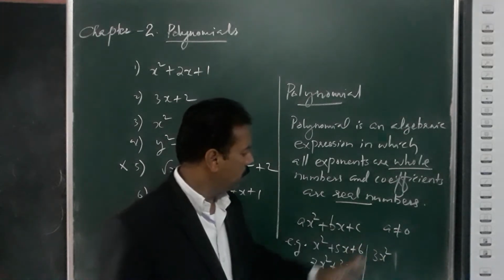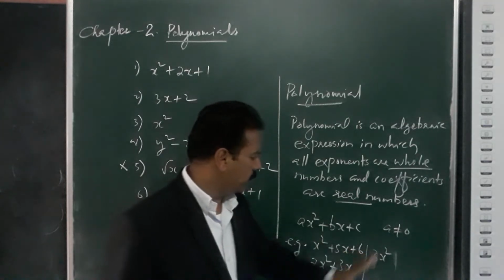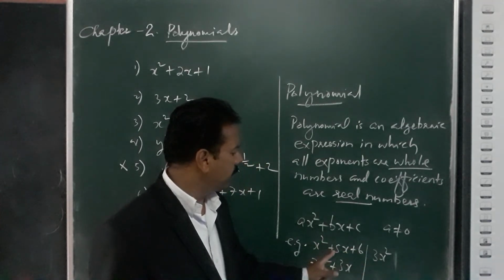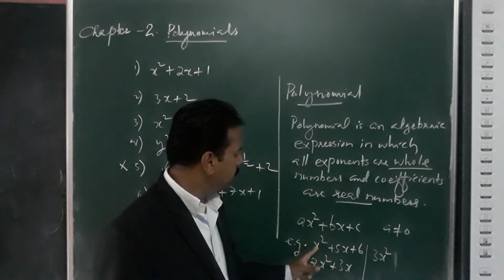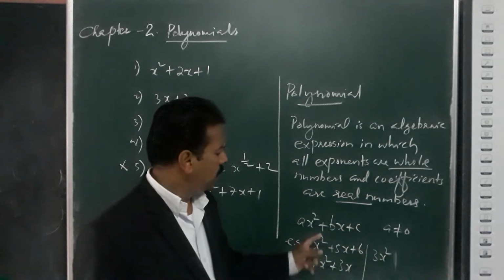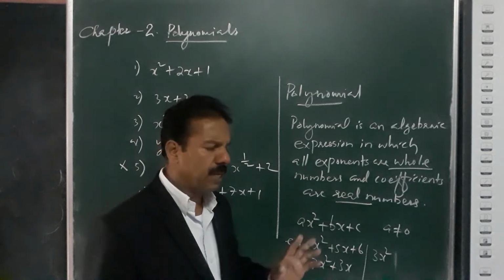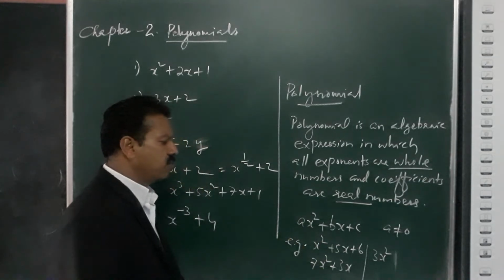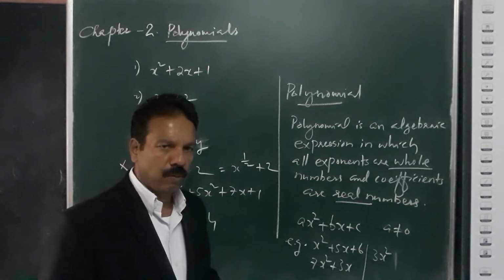All these 3 algebraic expressions are polynomials and also quadratic polynomials. In a quadratic polynomial, the quadratic term should be there, x square or y square, any variable. The degree should be 2, the highest exponent should be 2. And we will study about cubic polynomial, fourth degree polynomial, linear polynomial. Okay?